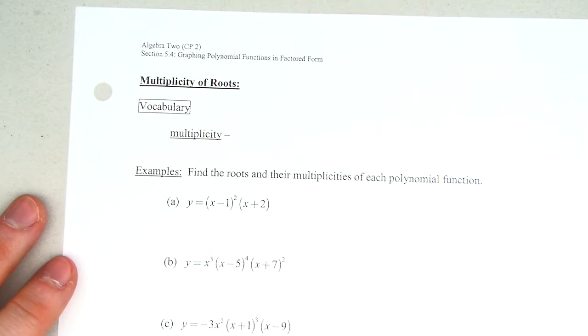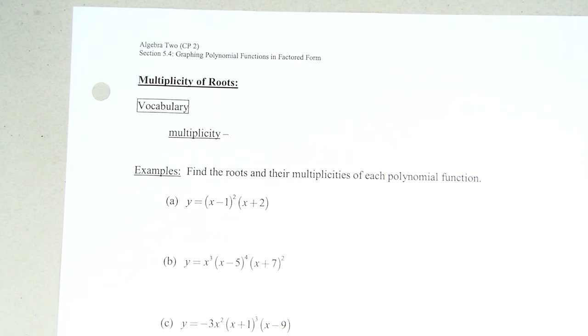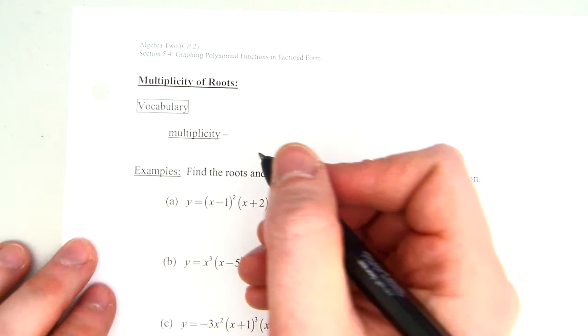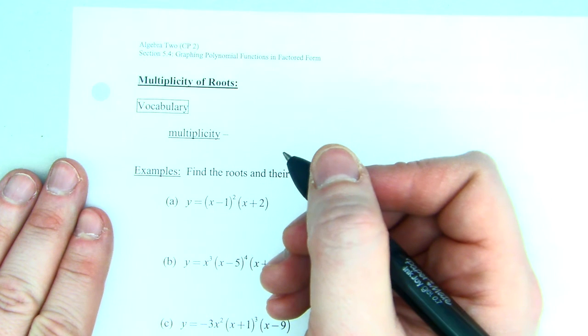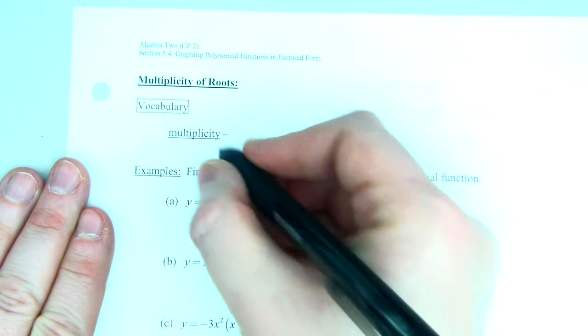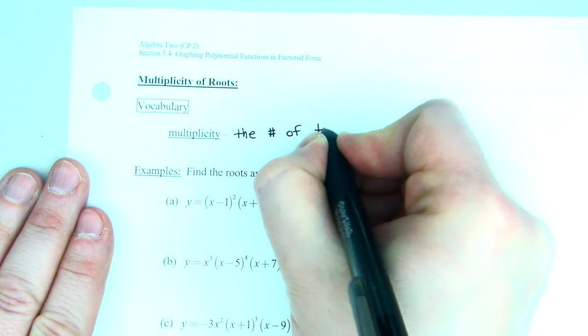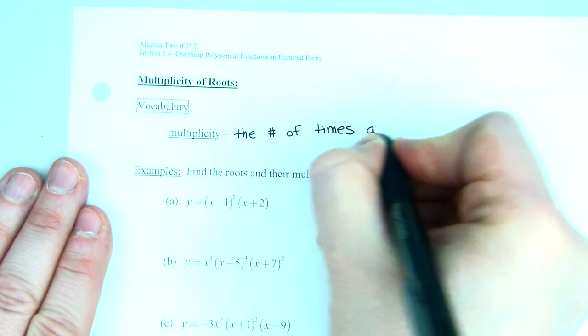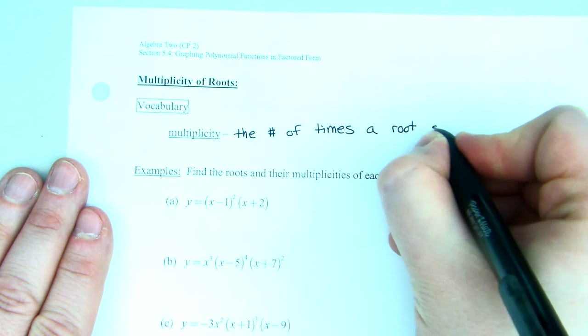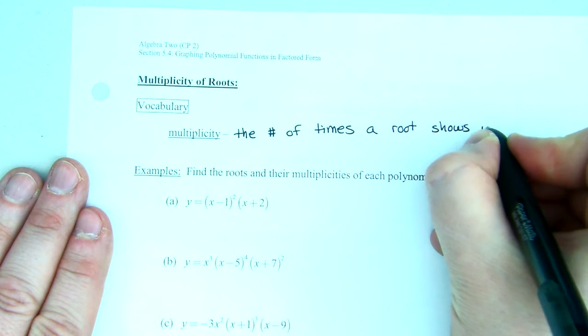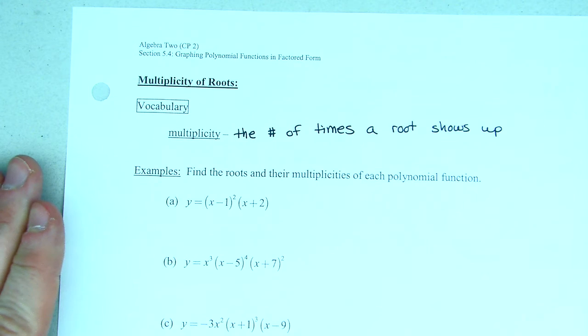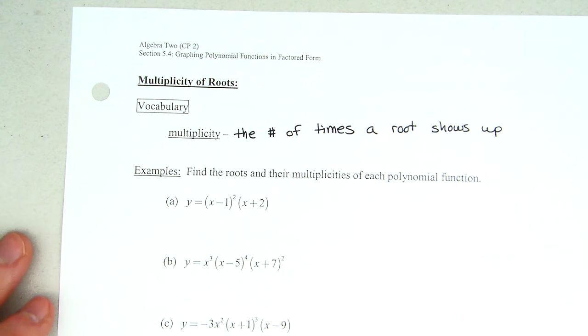Next thing we're going to take a look at on the next page, page 14, something called multiplicity of roots. Multiplicity is defined as the number of times a root, a 0, an x-intercept shows up. Multiplicity is the number of times a root shows up. And I'm not expecting that to make perfect sense right now. I'll show you exactly what this means in just a moment.